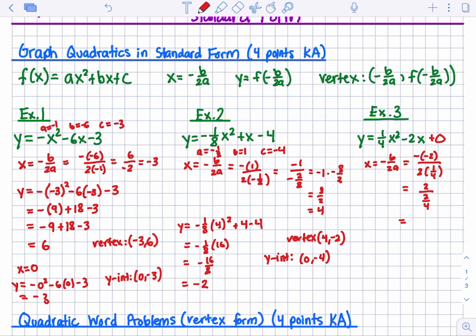So when you guys have 2 divided by 2/4, that's the same thing as 2 times the reciprocal of that, which is 4 over 2. That's going to simplify to 8 over 2. 2 times 4 over 2 is 8 over 2. 8 over 2 is just 4. And now we plug the 4 into the original to get our y-coordinate.